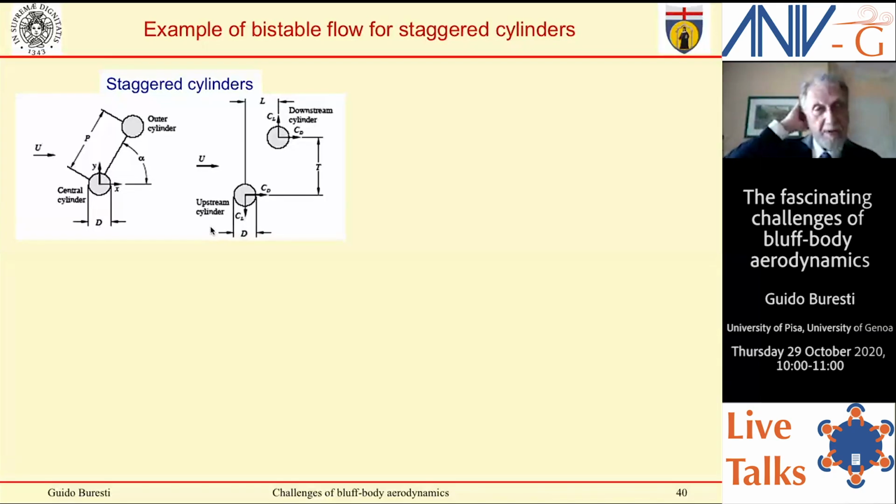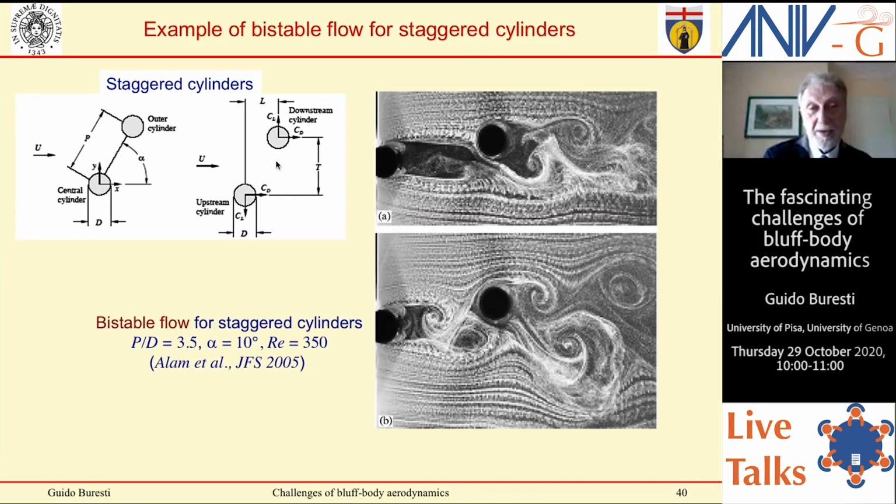A guy in Australia found something like 9 different possible configurations, producing forces in the lateral direction and also possible instabilities, new instabilities due to interference. Here is an example of what I was saying about bistable flow. In the same configuration, you get two possible different flows, one with vortex shedding and the other without.